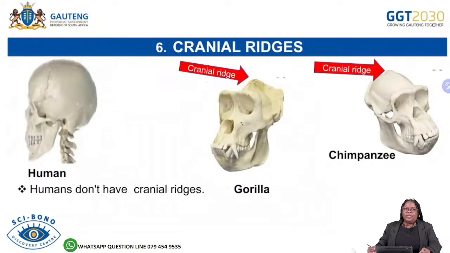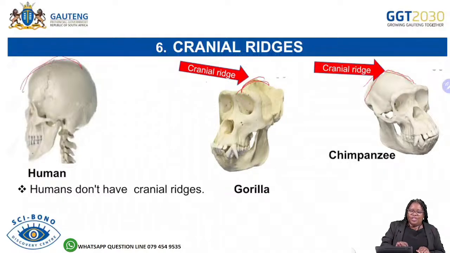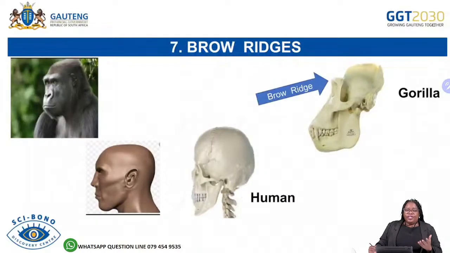Now, cranial ridges. I also said I'll show you what I'm talking about. This is a cranial ridge here for the gorilla. This is a cranial ridge here for the chimpanzee. But look at yourself. Do you have a cranial ridge? No, there's no cranial ridge. So humans do not have cranial ridges, but other primates do. Now the brow ridges, we need to understand where they are and what those are. So this is a brow ridge of the gorilla, but in terms of us humans, do you have a brow ridge? No, it's just a flat face. Can you see the brow ridge here?